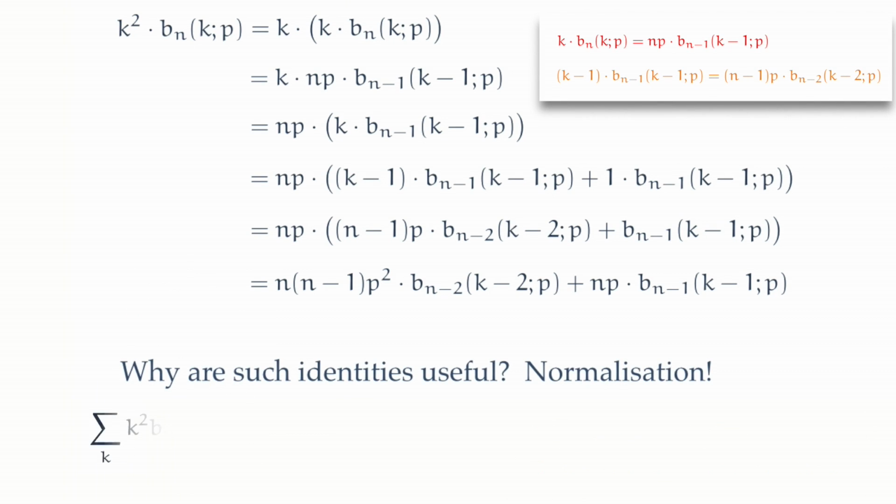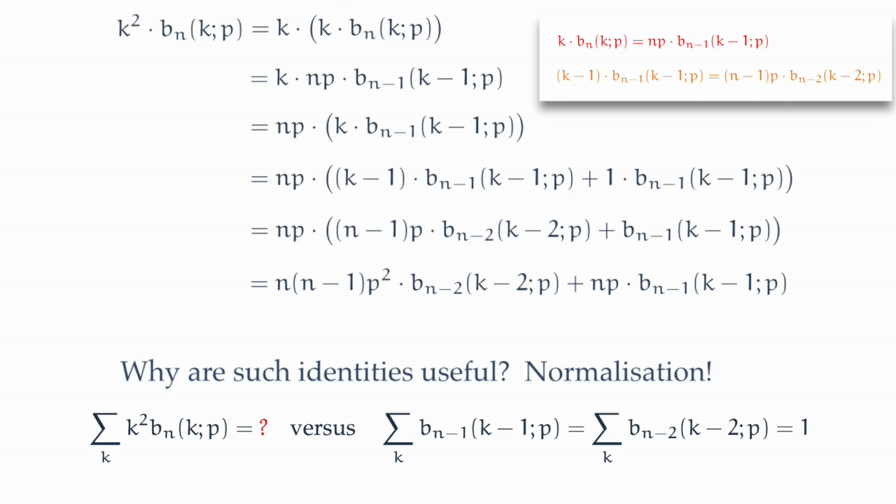normalization of probability measure. Imagine that we simply summed both sides of our identity over all values k. Well, on the left, I've got an inscrutable looking sum, k squared times bn of k summed over k. But on the right, I end up with sums of just pure binomial probabilities. And we know that these sums add to 1. So, for example, if we fix n and we fix p, and we sum over all k, then the probability of getting 0, 1, 2, 3, or n successes in n tosses of the coin is assuredly 1.